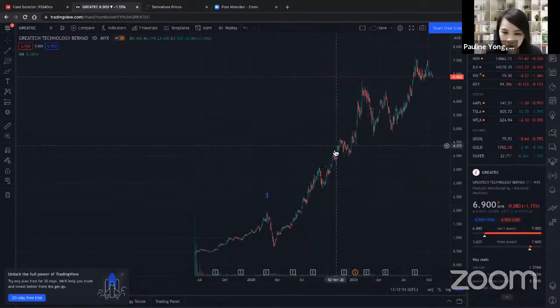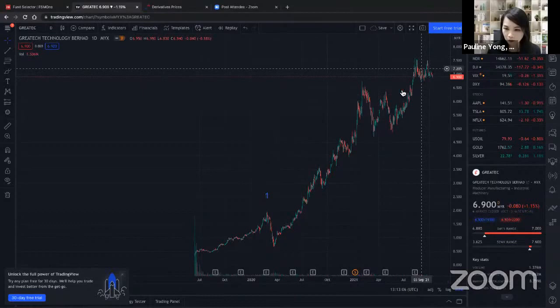Okay, 3. Is it here? Is it here or is it here? Because actually you can see that here you have one top, and then here you also have one top, and then here you have one top. And then you have this correction, and then you have another top there.